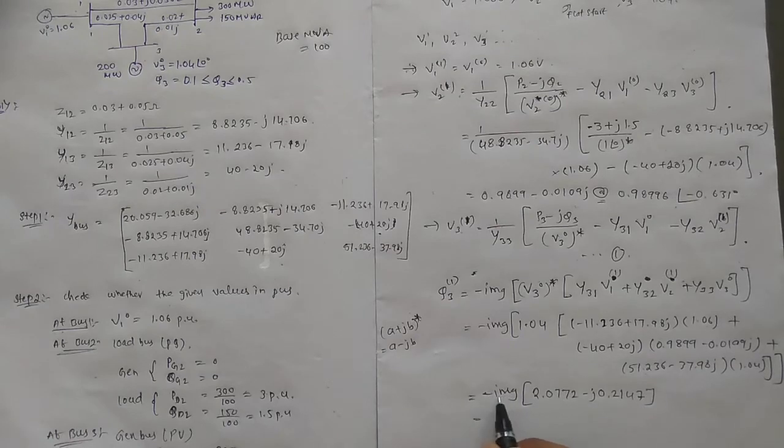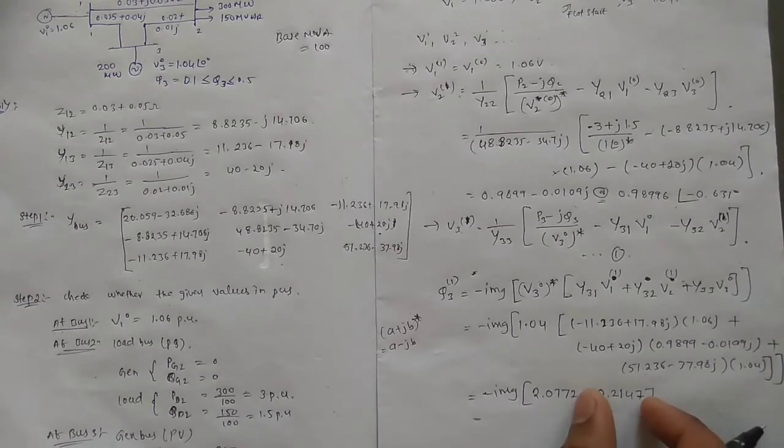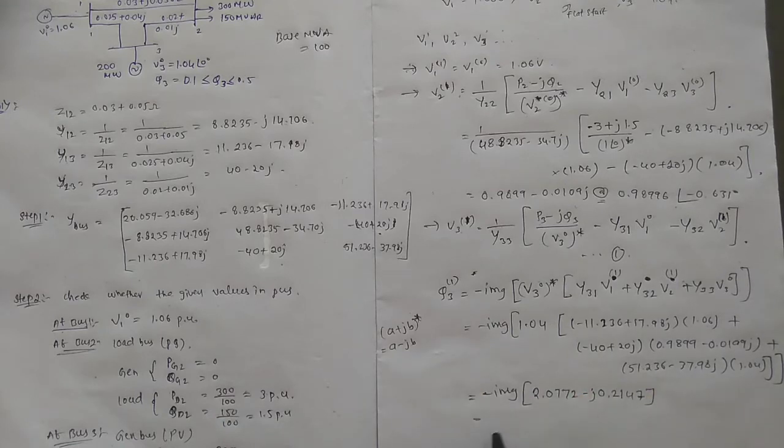Since we have to take the minus of the imaginary part, therefore only take the magnitude value, that is 0.276. If this is a plus here, we need to change the sign. Okay, q3 of 1 becomes now 0.2.